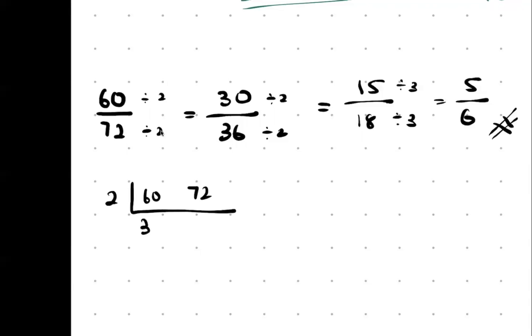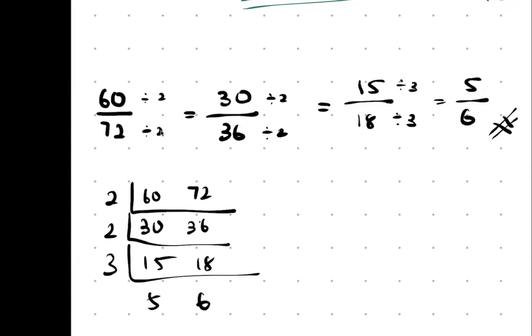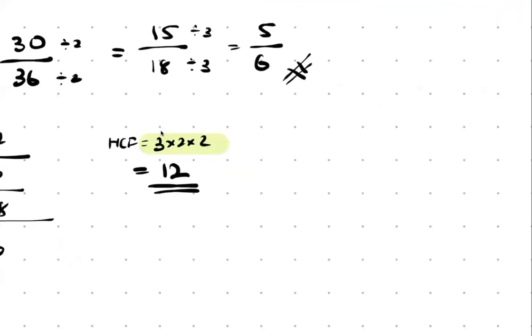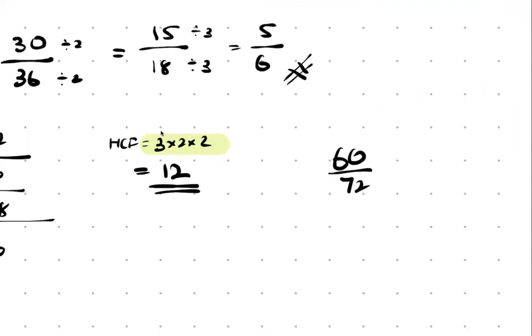For instance, I do 2 here, 30, 36, 2 again, 15, 18, 3 again, 5, 6, and HCF is equal to 3 times 2 times 2. This number comes from here. It's equal to 6 times 2, 12. So I'm just going to take 60 over 72, divided by 12, divided by 12, 5 over 6. Same answer, but bigger number.